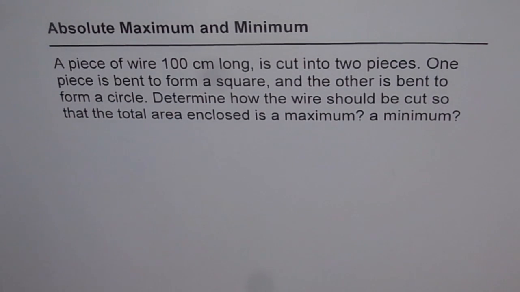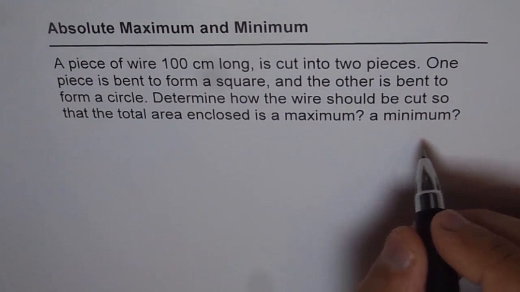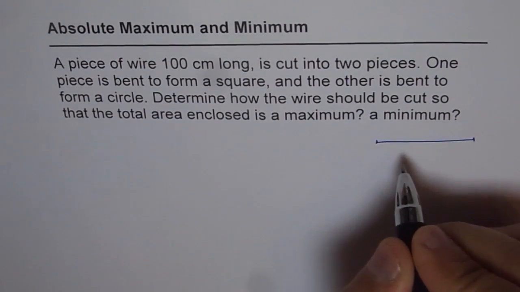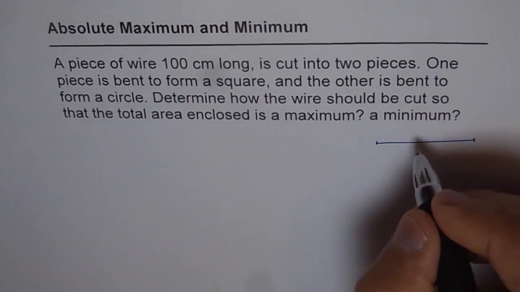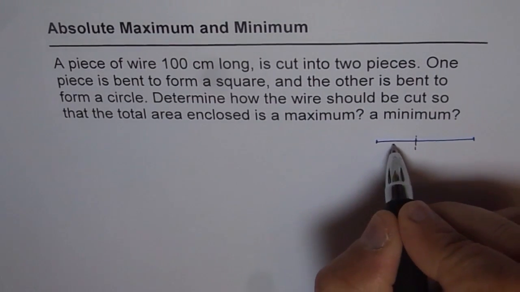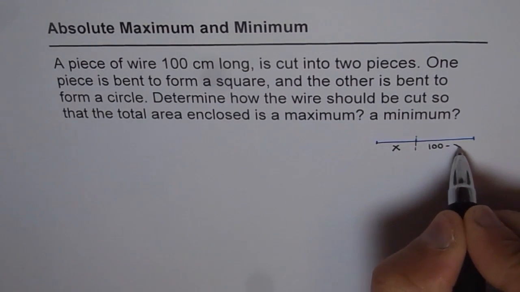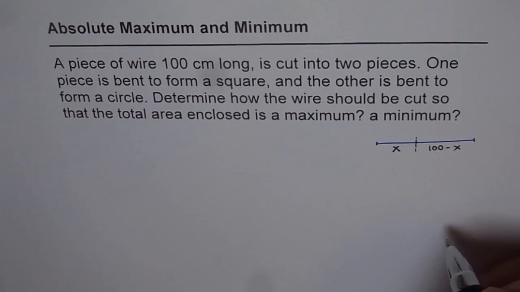Okay, so this is a very interesting question and I think the most important in this playlist. Now let's try to see how to do these kinds of questions. Let's assume that this is our wire which is 100 centimeter long and it is cut somewhere anywhere in between, right? And let's say this is x, then that portion will be 100 minus x, since the total length is 100 centimeters for this wire.